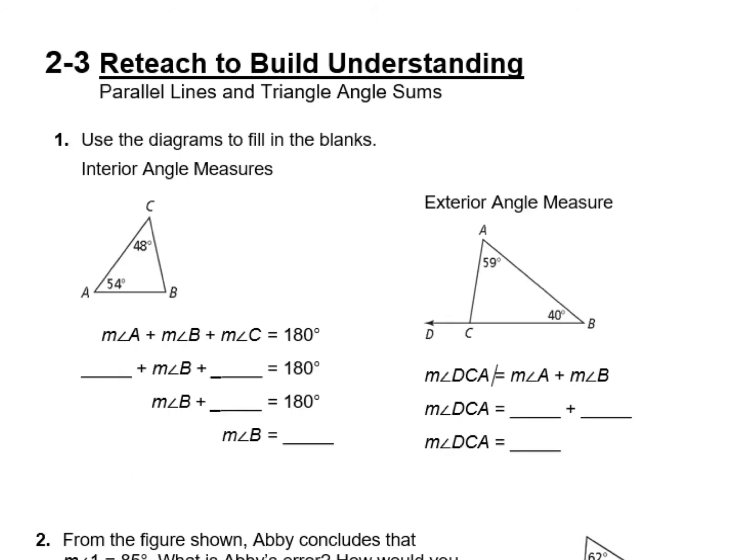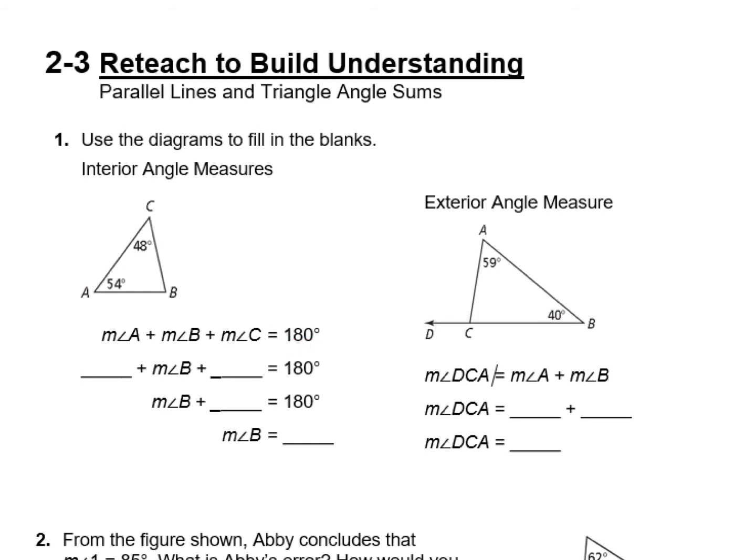Let's take a look at our 2-3 lesson. This was on parallel lines and triangle angle sums. So we have a triangle. We'll use the diagrams to fill in the blanks. This one's on interior angle measures. We have triangle ABC. So in this lesson, we learned that the measure of angle A plus the measure of angle B plus the measure of angle C equals 180 degrees. So let's fill in our information.